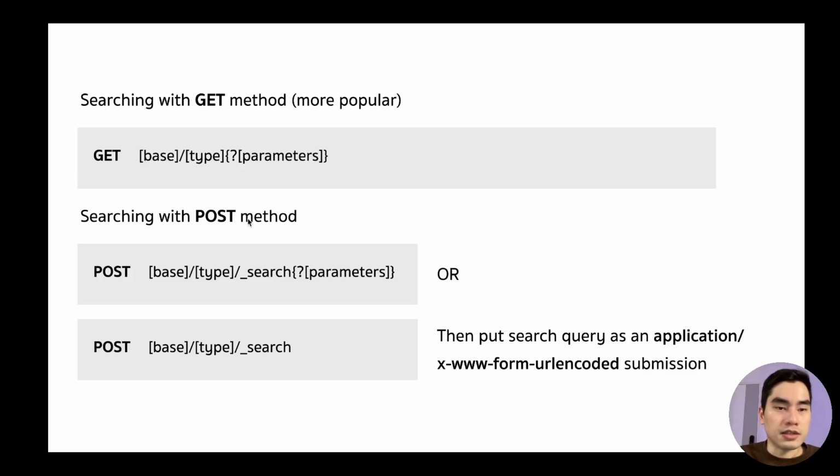But if you want to do it with the POST method, you send a POST request to the base URL / the type as well, but you use the search word like this, _search, and then you put the parameters after it. If you put the parameters in the URL, they must come after the question mark symbol, like a query string. You can also do it another way: if you don't want to put them in the URL, you can put them in a web form, the form-urlencoded body, inside the body of the request message. Then you POST to this URL, and the parameters are inside the body.